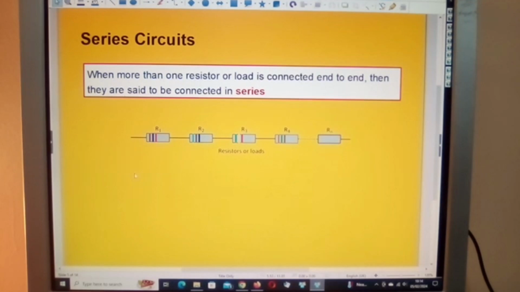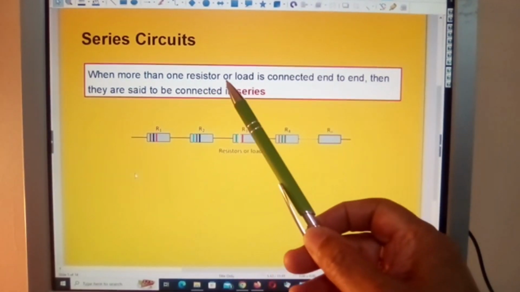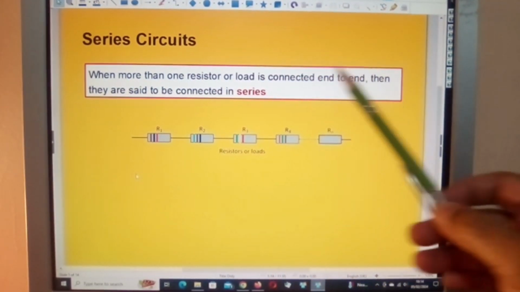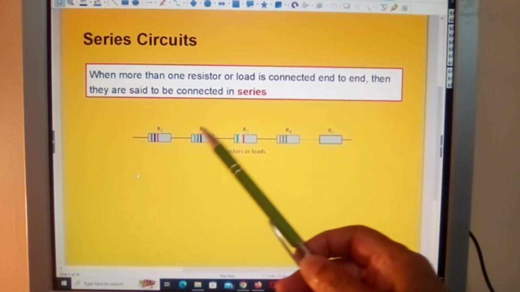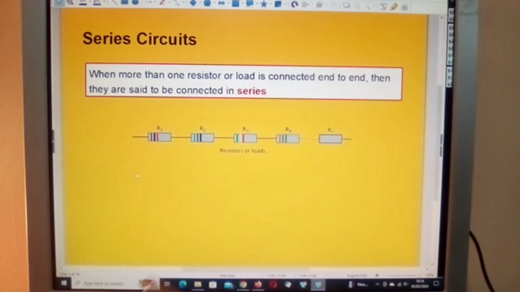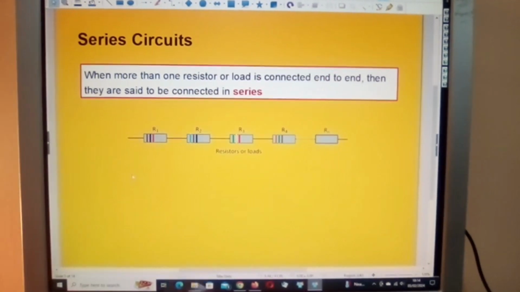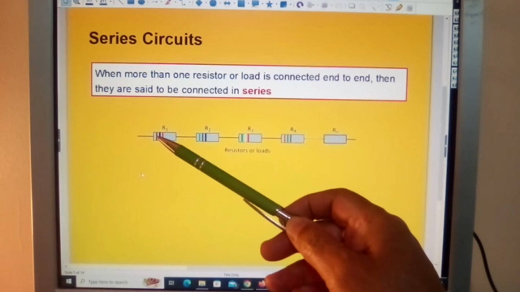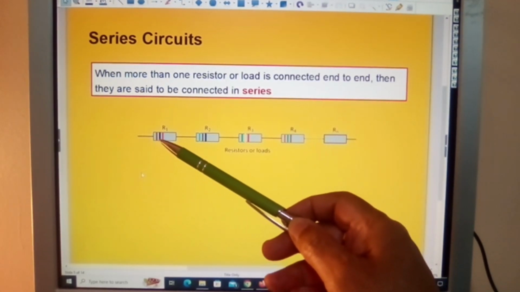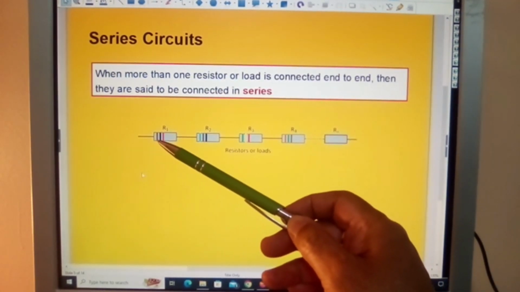Series circuits. When more than one resistor or load is connected end to end, they are said to be connected in series. Here we have 1, 2, 3, 4, 5 resistors connected in series. Rn simply means any number. Here are your codings. Here we have brown, black, red.